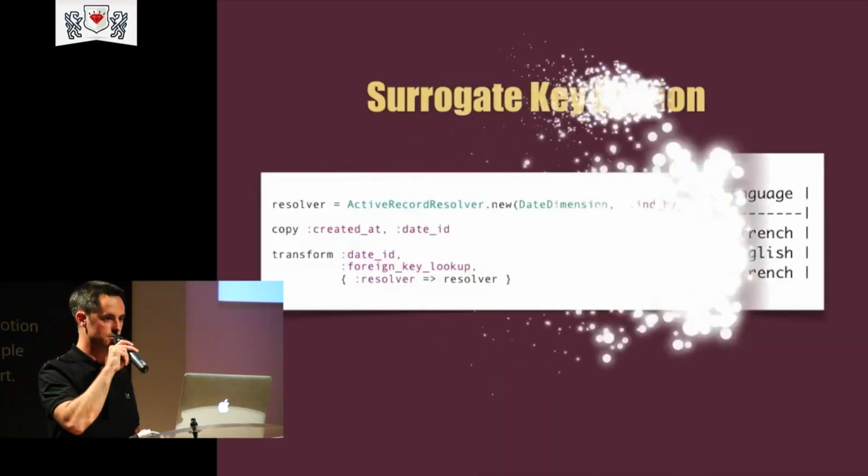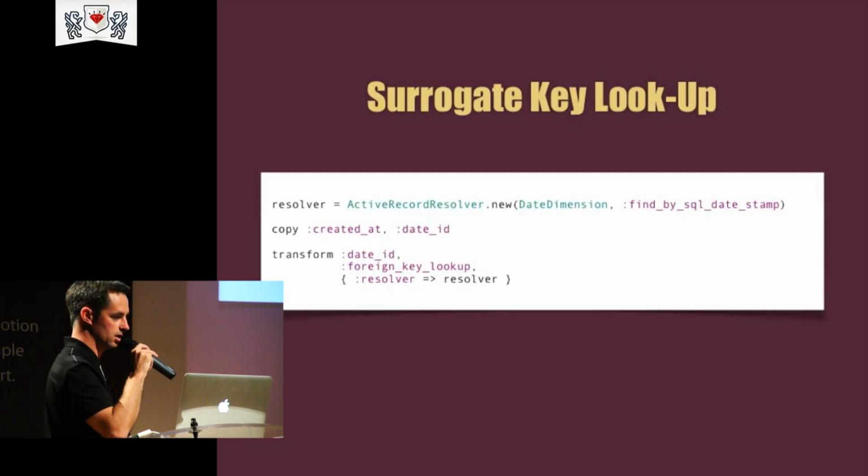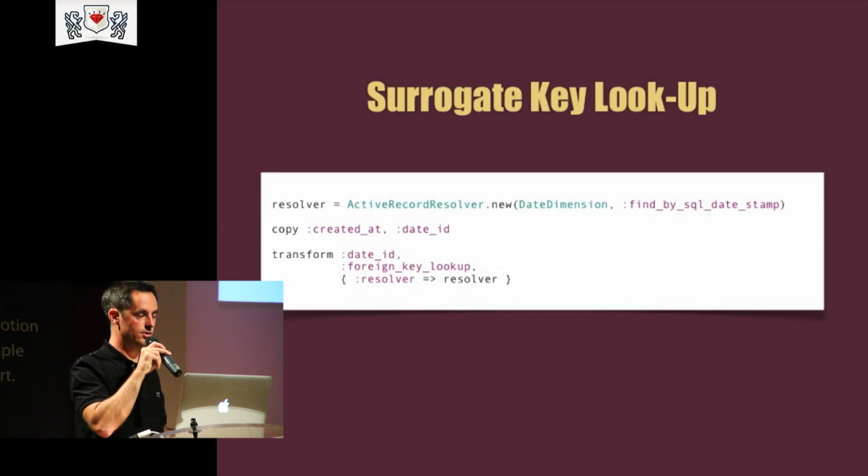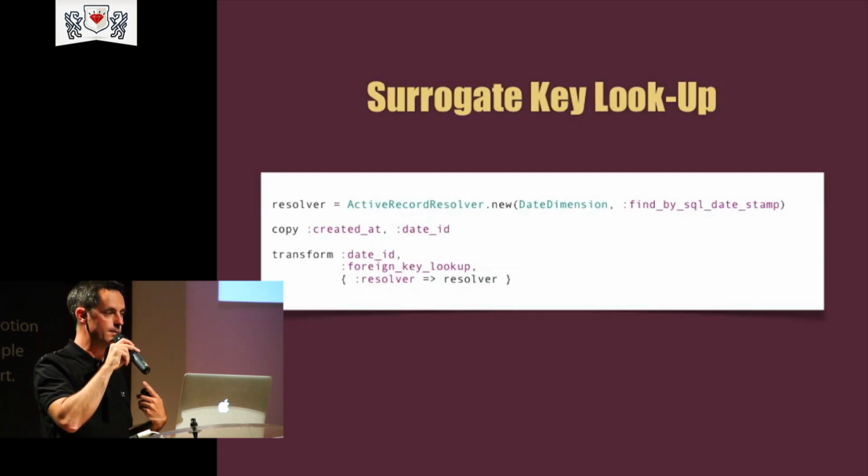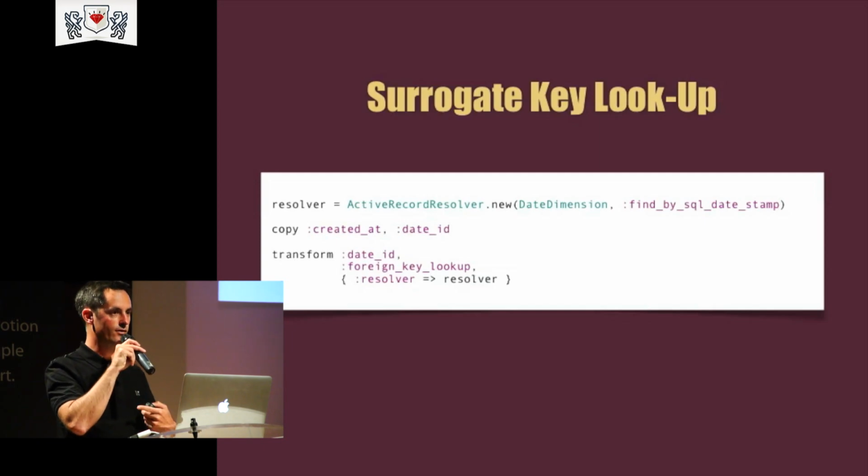How do we get there with ActiveWarehouse? We can use what we call a lookup. It's this one, foreign key lookup. So you're going to copy the created_at Rails app field to date ID, and then you're going to have a lookup into the date dimension table so that you can replace the field by its ID, so you can have faster joins.